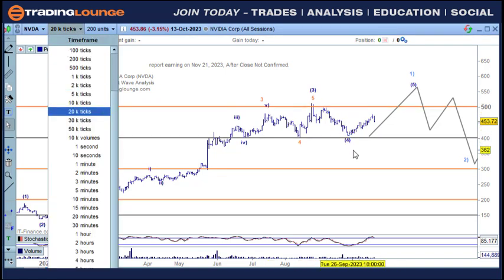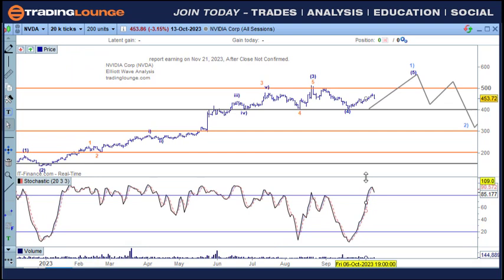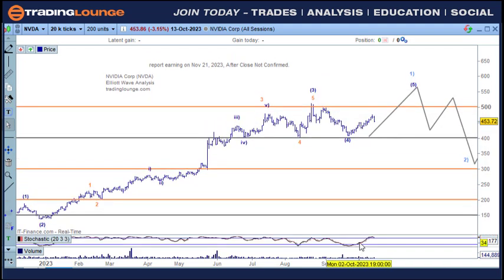So basically, it's moving along quite nicely here. The stochastics is pretty high here, so it's had a nice run. Obviously, it's at the top here. Yes, they can flatline and all the rest of it, but at the same time, it does tell us that it is a little bit stretched. So we need to be mindful of that.